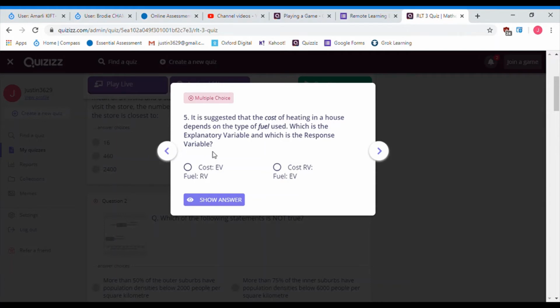It is suggested that the cost of heating a house depends on the type of fuel used. Which is the explanatory variable and which is the response variable? We can figure this out by the way the question is worded. It suggests that the cost of heating a house depends on the type of fuel. The way that it's worded makes me think that the cost of heating a house is a response to the type of fuel used. So we're saying the type of fuel explains the cost. So fuel will be our explanatory variable and the cost will be our response variable.